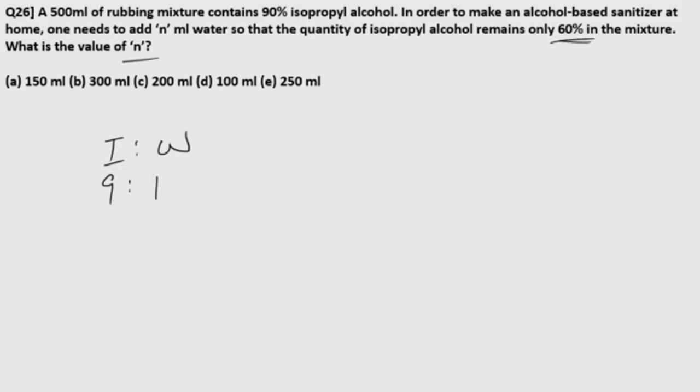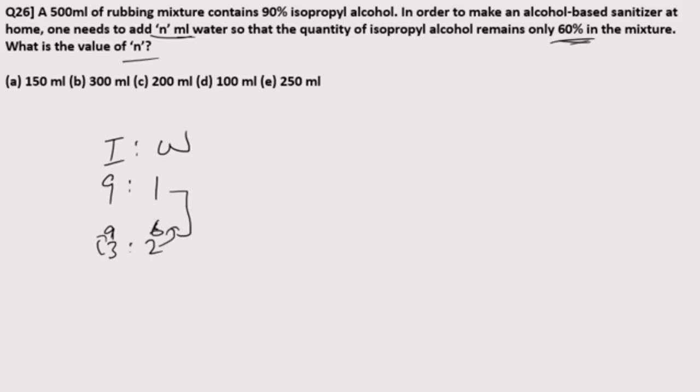Finally it becomes 60% and rest is water, means ratio is 3:2. We are adding what? We are adding water. If we are adding water, so I have to make the isopropyl same. So 9, I'll make 3 as 9, 3 times. So 2 becomes 6, right? I just merge the ratios.